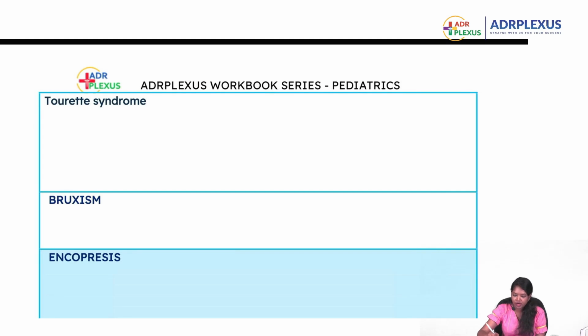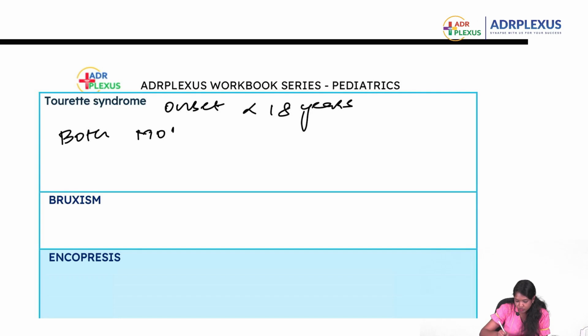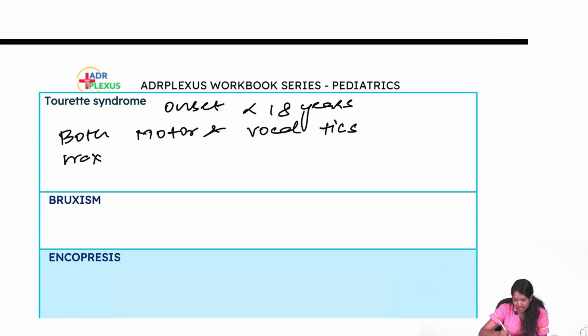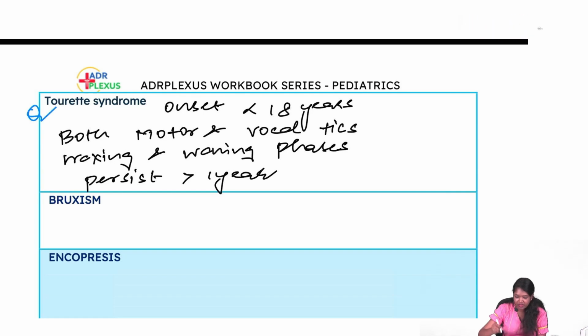Next, under tics, you have a syndrome called as Tourette syndrome. So Tourette syndrome, the onset can be anywhere less than 18 years. They will have both motor tics and vocal tics. Both should be there. And waxing and waning phenomenon. Suddenly the tics will increase, suddenly the tics will decrease. It should persist for more than 1 year. Very important, Tourette syndrome. Questions have been asked previously from Tourette syndrome. So Tourette syndrome means below 18 years who's having both motor and vocal tics, waxing and waning phases, persisting for more than 1 year.